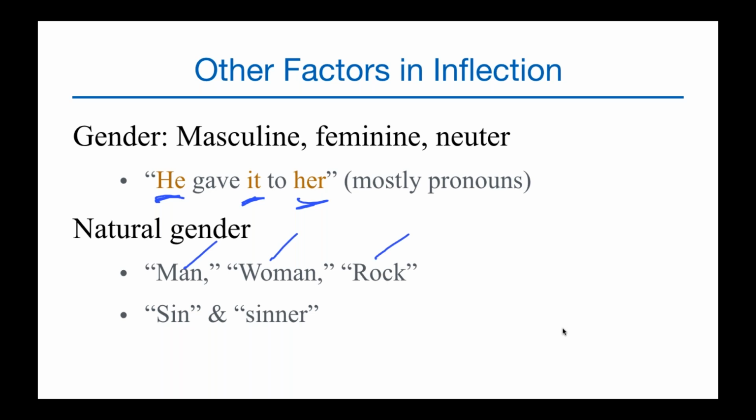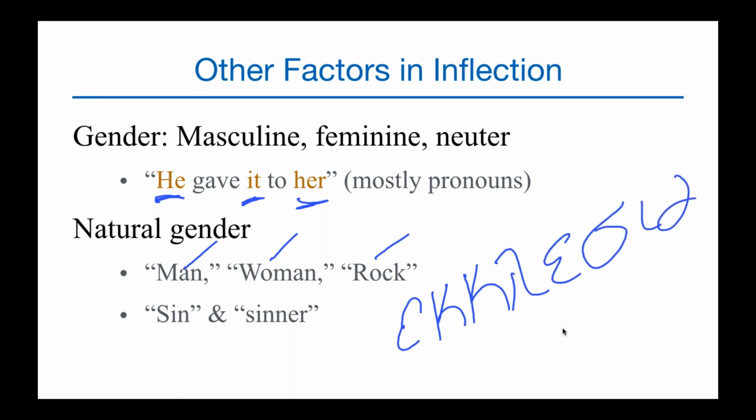A good example is church. Ecclesia. Okay, so the alpha at the end tells us that it's feminine. So whenever somebody refers to the church as a her, it goes back to this.